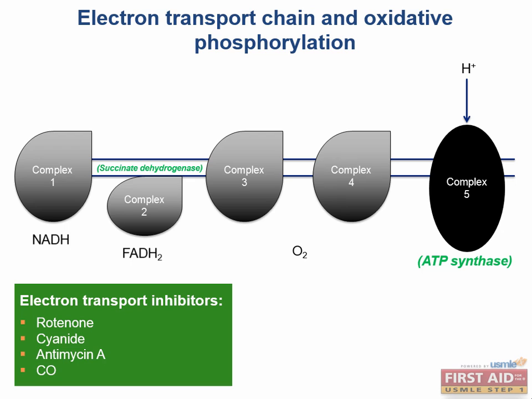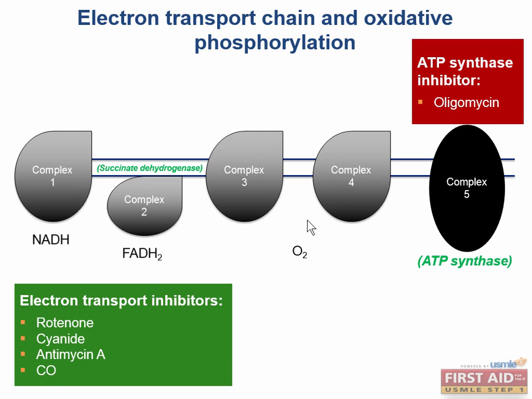The electron transport chain inhibitors, such as rotenone, cyanide, antimycin A, and carbon monoxide, are all going to directly inhibit the movement of electrons from complex to complex. This is going to prevent the formation of this nice proton gradient, which we drew up here, and therefore we're not going to get the synthesis of ATP. Rotenone is going to inhibit complex 1, antimycin A is going to inhibit complex 3, and both cyanide and carbon monoxide are going to inhibit complex 4.